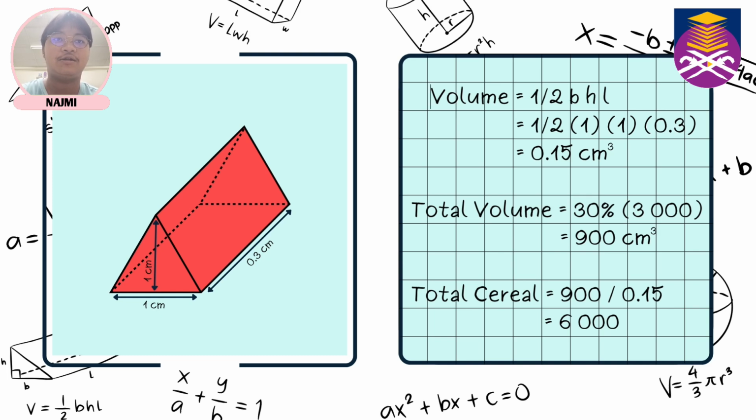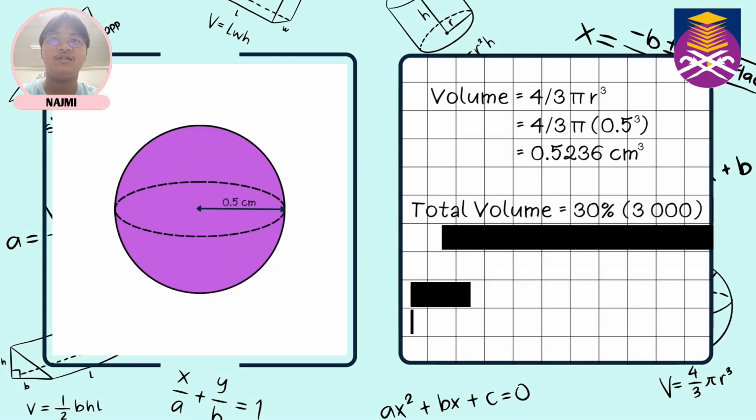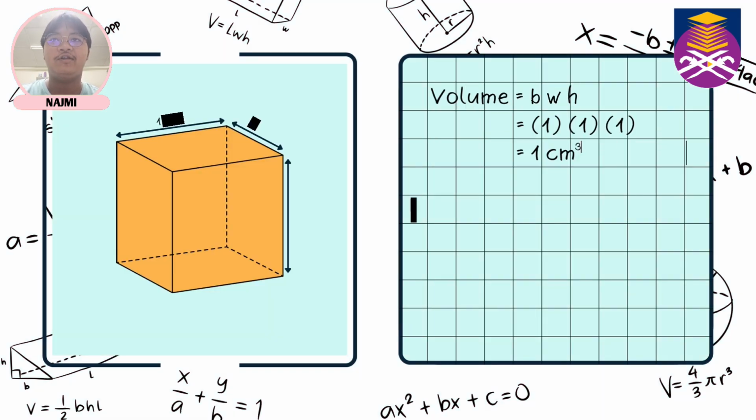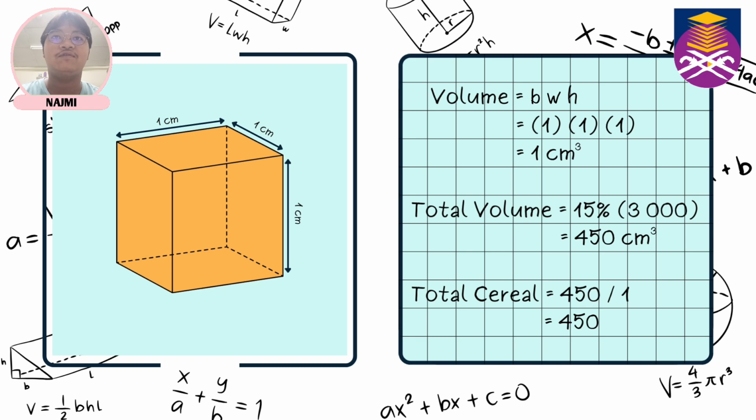Next, for the sphere shape of the cereal, we can use the formula 4/3 pi times r cubed. The answer we get if the radius is 0.5 cm is 0.5236 cm³. If we use 30% of the box volume, we can get a total of 1,718 pieces.